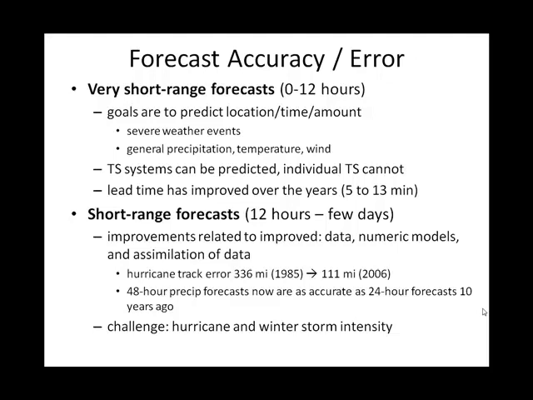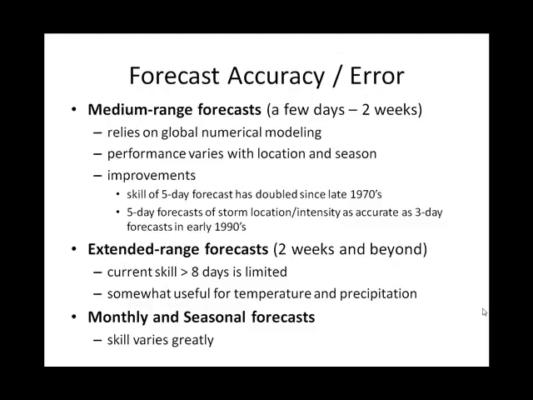I think meteorologists are trying to even get better at that. But short-range forecasts then would be from 12 hours to a few days out. Now, with each increase in the time for these forecasts, the less accurate they generally are. Medium-range forecasts are looking a few days up to about 14.